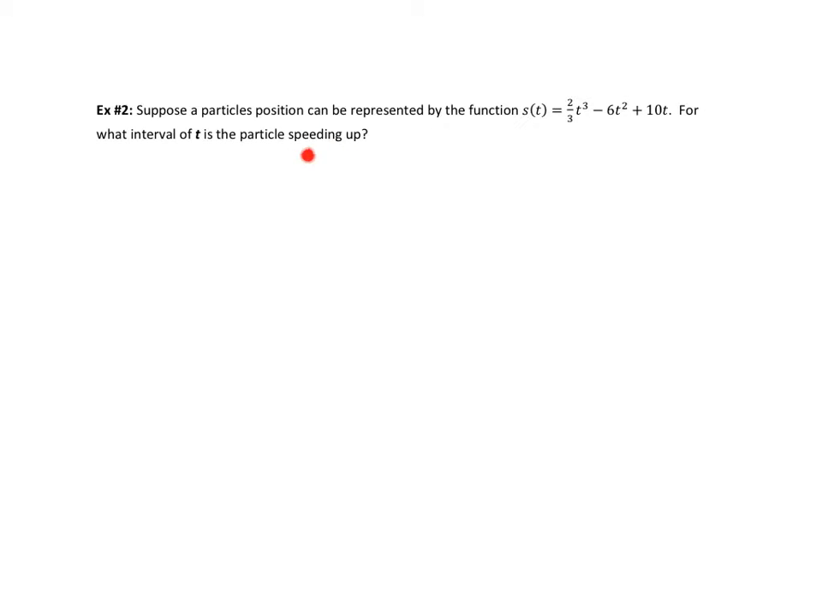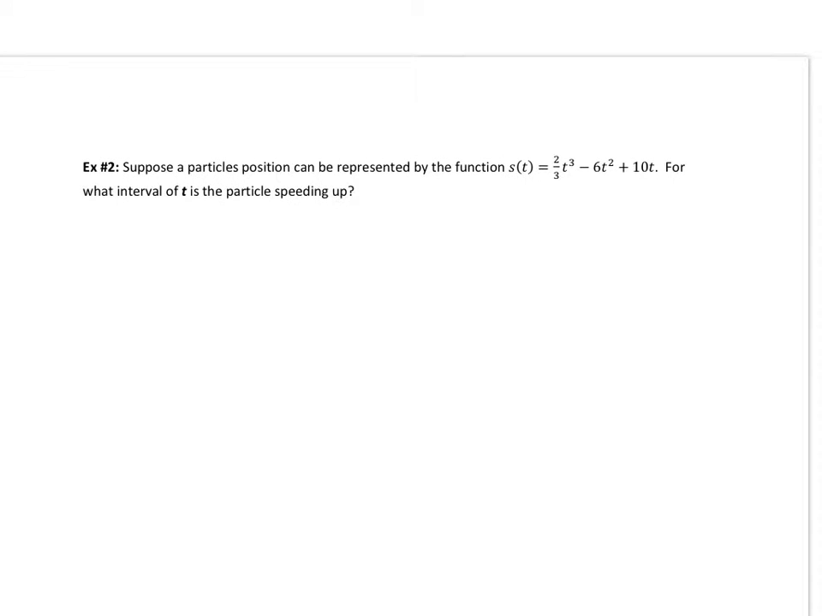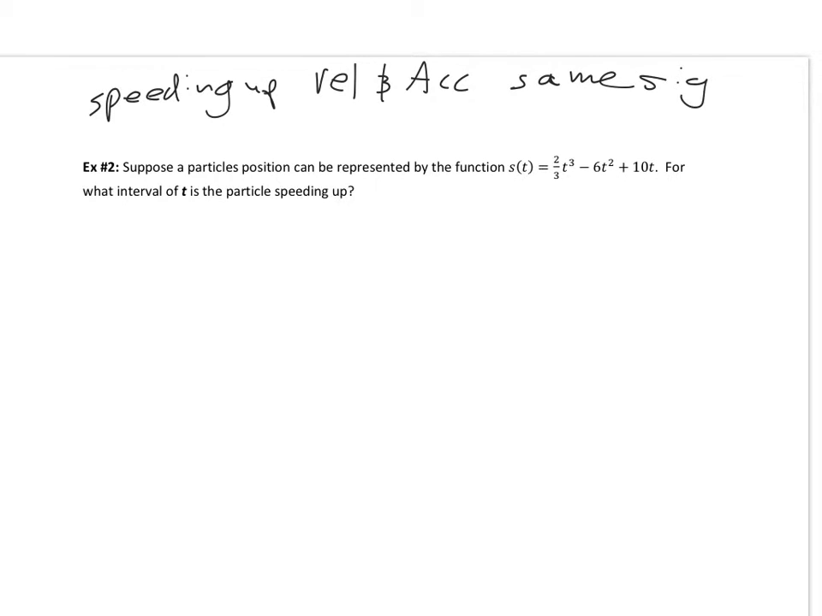Okay, remember we said speeding up is when the velocity and the acceleration have the same sign. So I'm just going to make a little note of that. When I'm talking about speeding up, that's when the velocity and acceleration have the same sign. I know it's messy, but just a quick note of that.